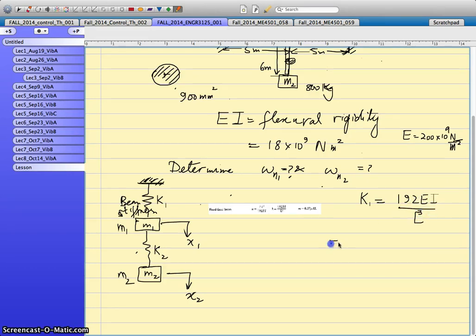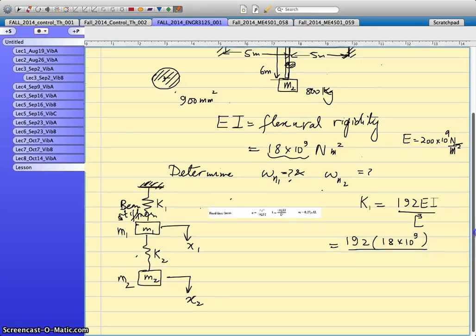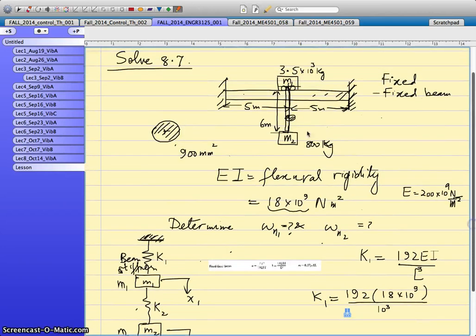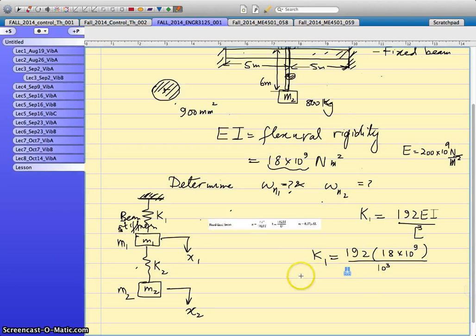What is EI? 192 times 18 times 10 to the power 9 over L cubed. What is the length of this girder? 10 meters. Can you find out K1 easily by yourself now, right? And M1, what is the mass of this trolley? 3.5 tons. M1 is equal to 3.5 into 10 raised to power 3 kilograms, right?